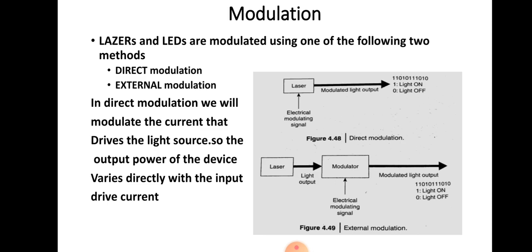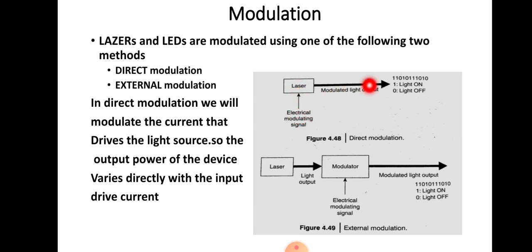In the case of a laser diode, we give a current in order to provide recombination between the electrons and holes. So, in direct modulation, we modulate the current that drives the light source. The output power of the device varies directly with the input drive current. The figure shows that we are directly modulating this laser by using the electrical modulating signal. Basically, the electrical modulation signal is the drive current that we are applying to the laser source.